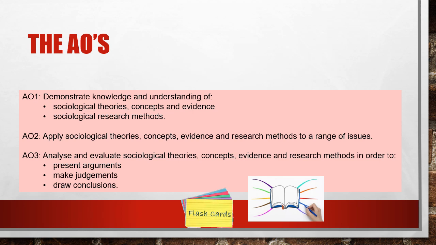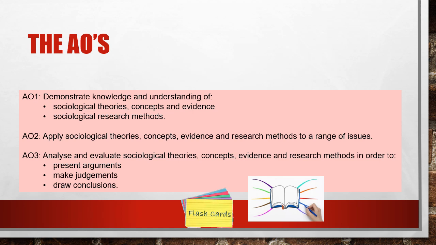So what is AO1? AO1 is knowledge and understanding. What does that mean? It means that you need to make sure that you go into that exam knowing your theories. You've got a good sound knowledge of the range of theories: functionalism, Marxism, feminism, postmodernism, and making sure that you've learnt the concepts that have come out of those theories and the studies associated with those theories. How well can you provide evidence? How well can you explain? How have these theories arrived at these ideas? What methods have they used?